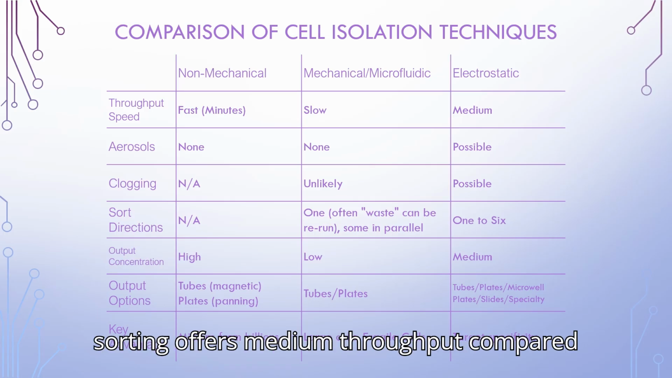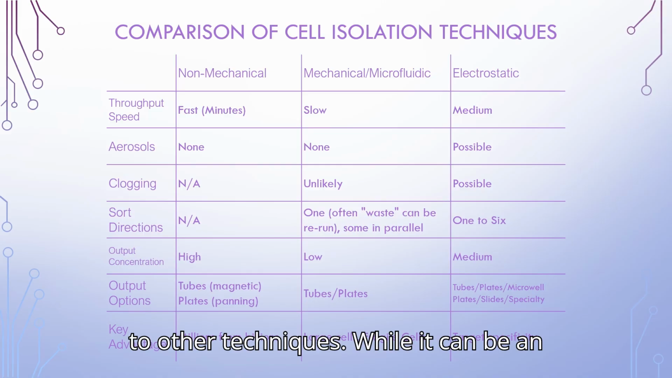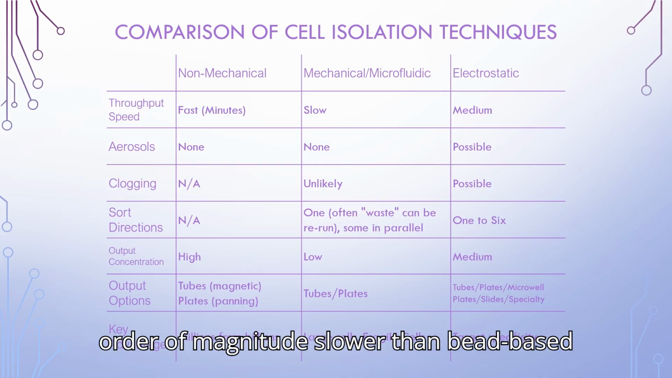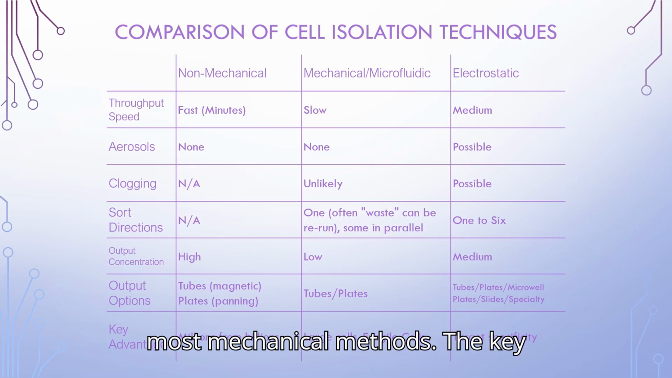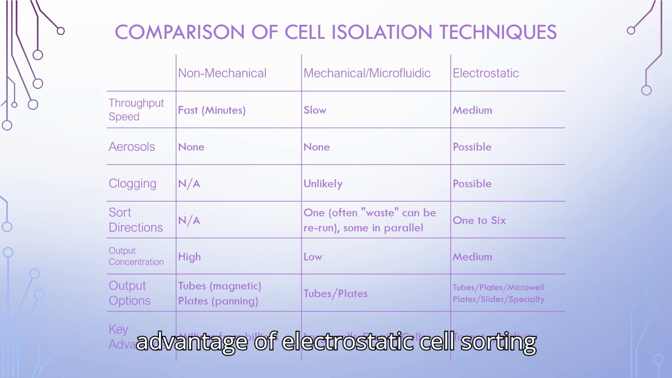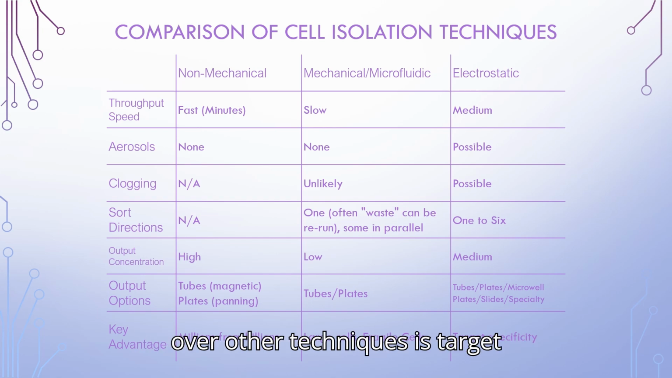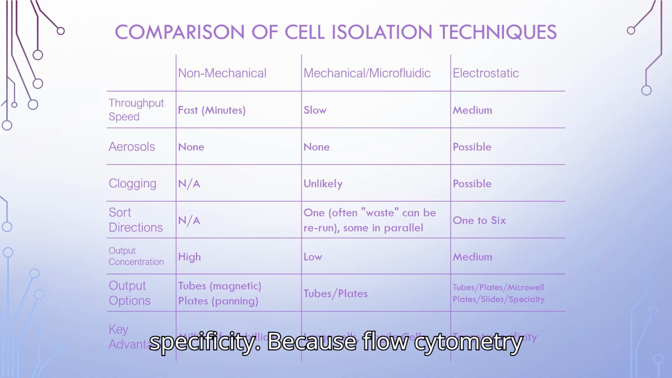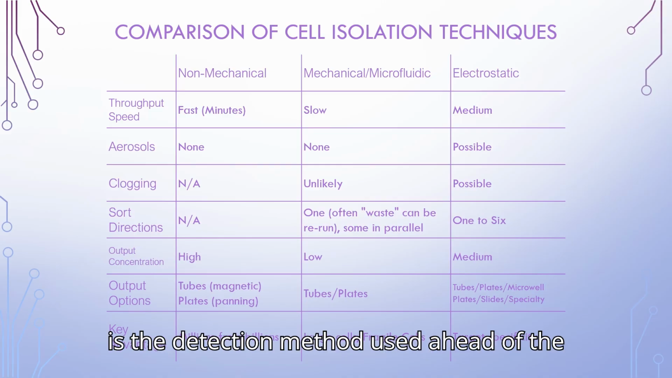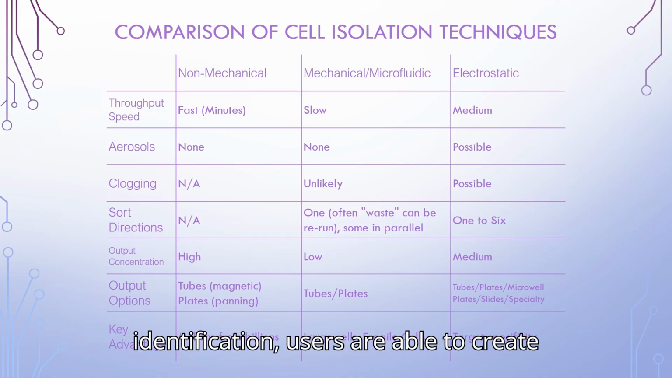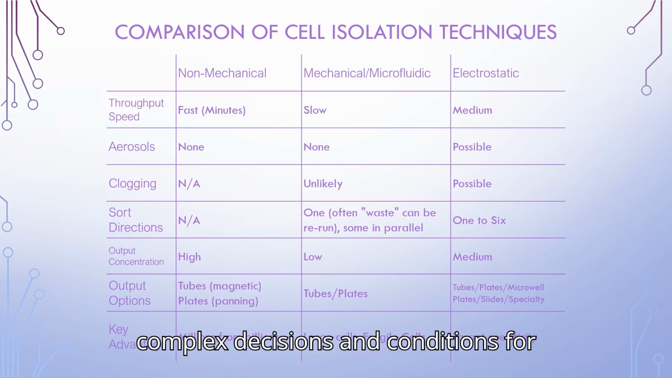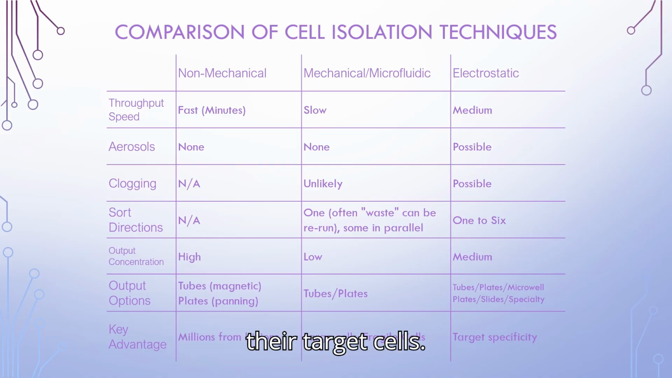Electrostatic sorting offers medium throughput compared to other techniques. While it can be an order of magnitude slower than bead-based cell isolation, it is still faster than most mechanical methods. The key advantage of electrostatic cell sorting over other techniques is target specificity. Because flow cytometry is the detection method used ahead of the cell sorter for target identification, users are able to create complex decisions and conditions for their target cells.